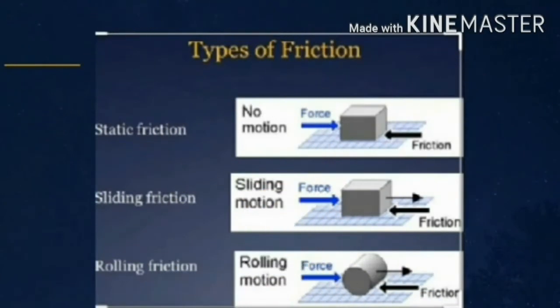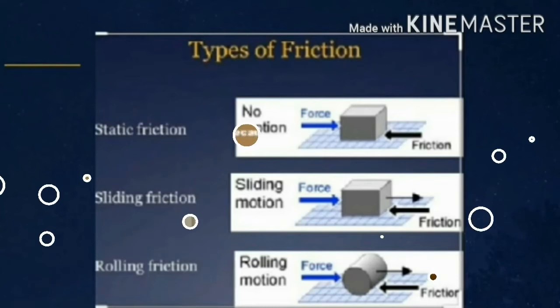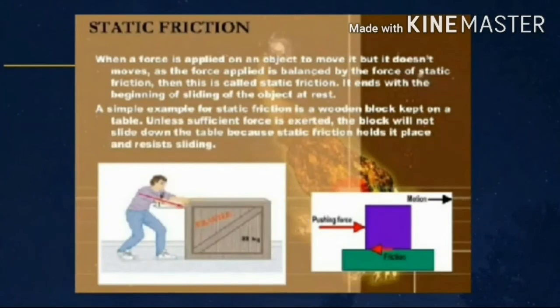Types of friction. Friction is of three types: static friction, sliding friction, and rolling friction. We will now describe the three types of friction in detail one by one. Let us start with static friction.